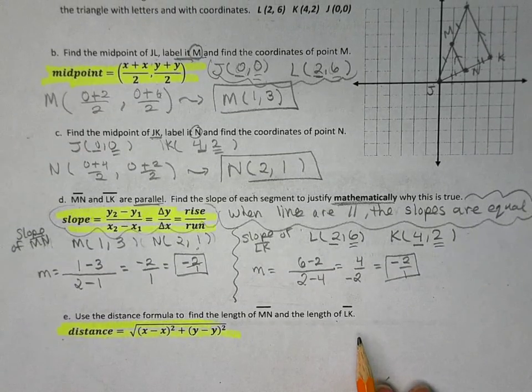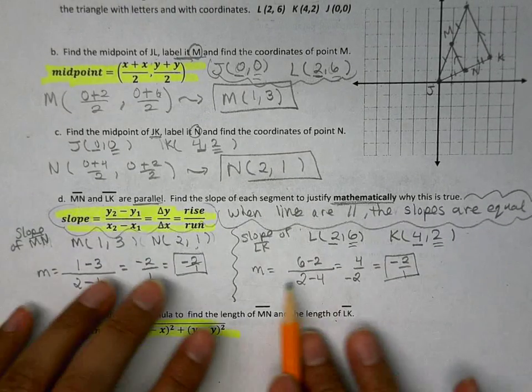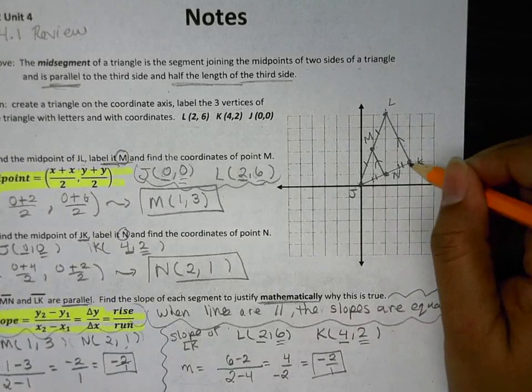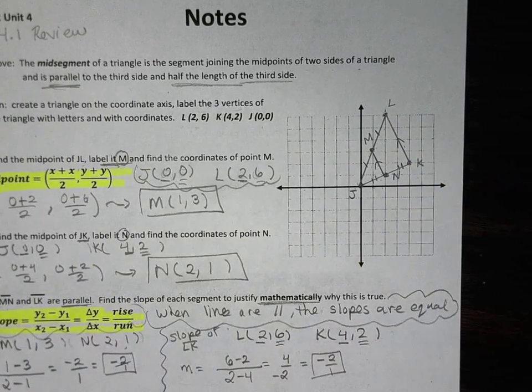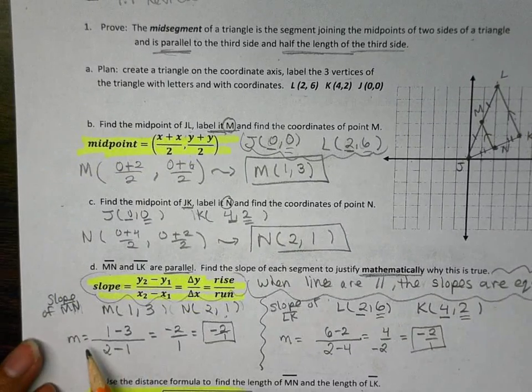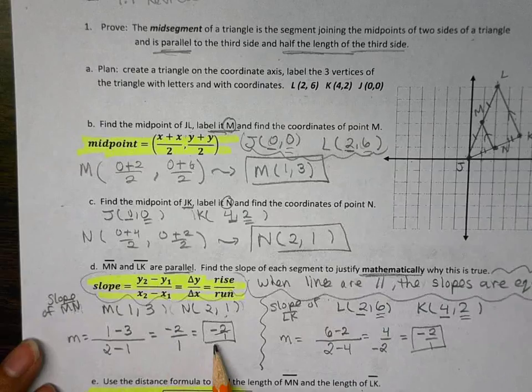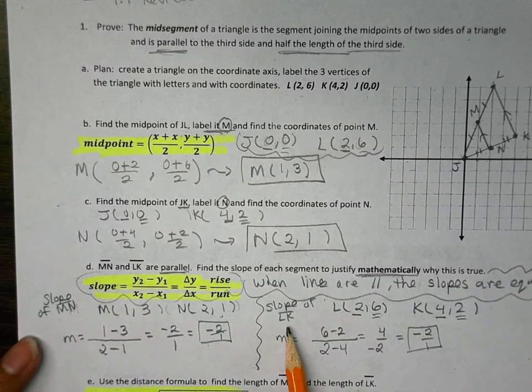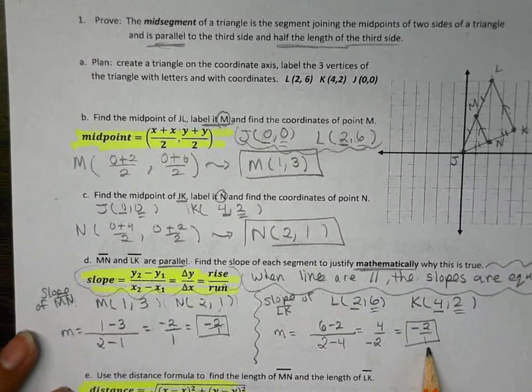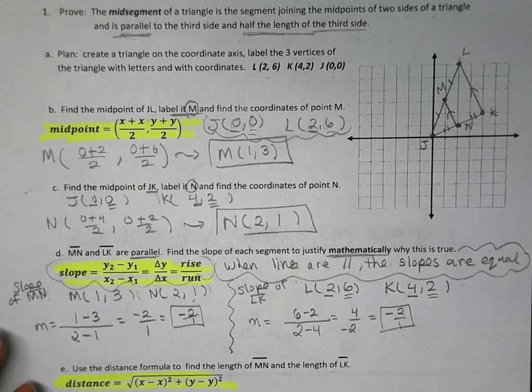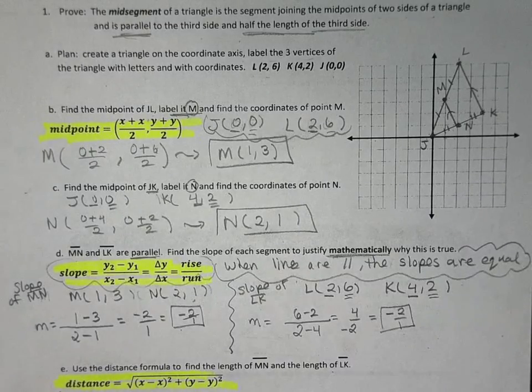How many of you guys don't like doing this work and you just count rise over run in your picture? Now, if you do that on the test, is that okay? It is, but what will I need to see? I will need to see slope of MN is negative 2 over 1. And slope of LK is negative 2 over 1. If you just count and you say negative 2 and this is negative 2, yes, they are parallel, that's not going to work. You will need to write what the slope is.